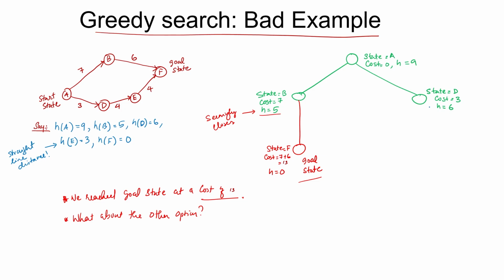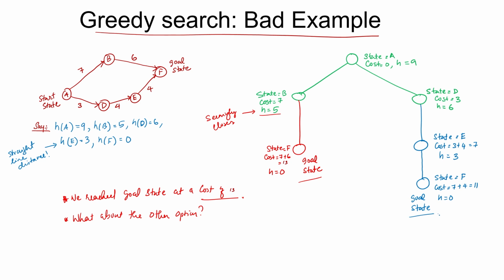So, if you expand this from D, you have to go to E. So, state is equal to E, cost is equal to 3 plus 4, that is 7, and H is equal to 3. And you expand from here, you have state equal to F, cost is equal to 7 plus 4, that is 11. H is equal to 0, and you have your goal state.